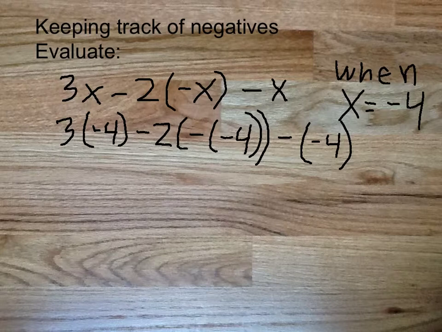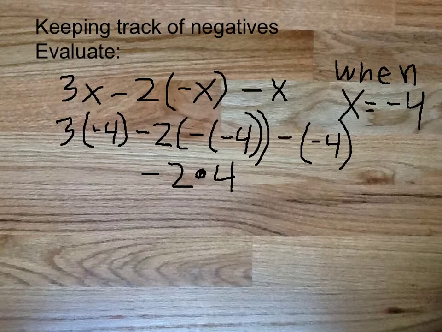Negative of negative 4 means the opposite of negative 4, or 4. Therefore, I can rewrite the middle term as negative 2 times 4. In my order of operations, after parentheses, I have multiplication. There's no exponents here, so multiplication is going to come next.